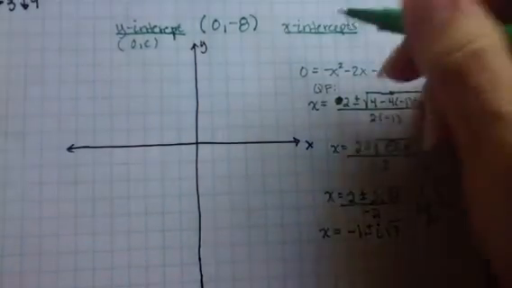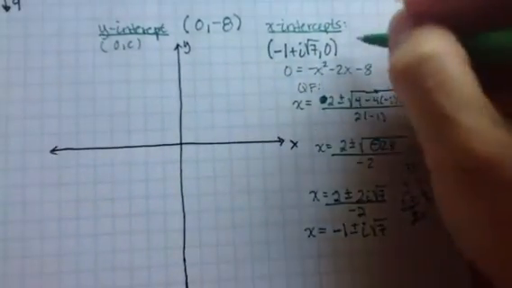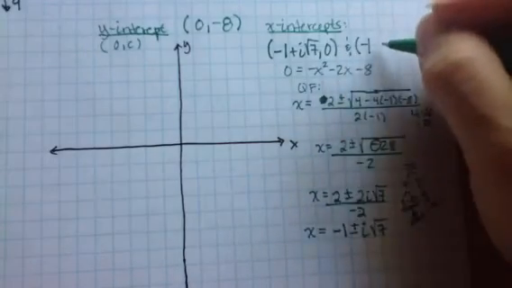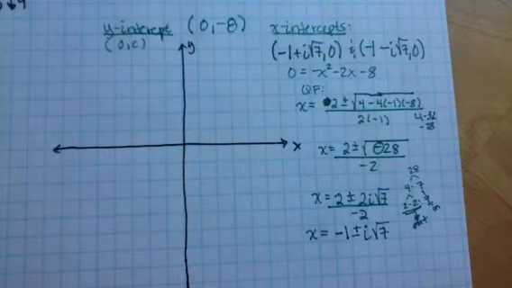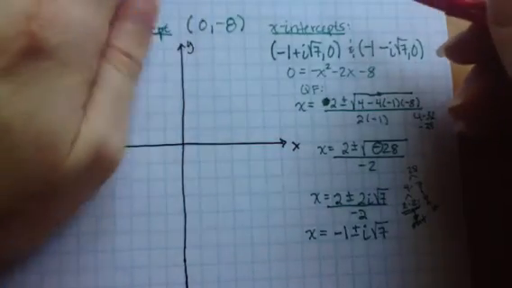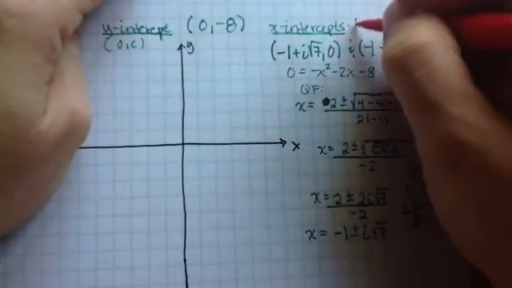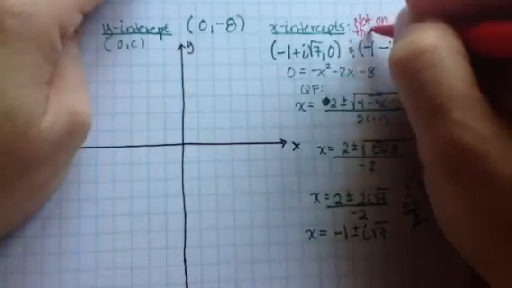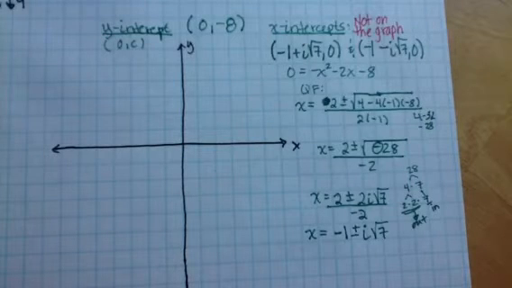So my two x-intercepts will be negative 1 plus i square root of 7, 0, and negative 1 minus i square root of 7, 0. But one thing that is important to notice, well, we've never graphed with imaginary numbers before, and there's a good reason for that. These are not on the real number plane, so these two x-intercepts are not going to be on the graph. When you get imaginary numbers for your x-intercepts, that means your parabola does not cross the x-axis. So that's kind of good to know.